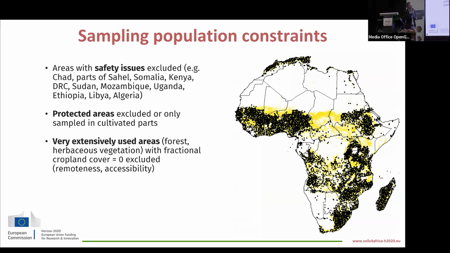But some areas were excluded: areas with security issues, protected areas such as national parks that also sometimes ended up in the sample population. And also we excluded areas that were only very extensively used, those very remote, poorly accessible areas.